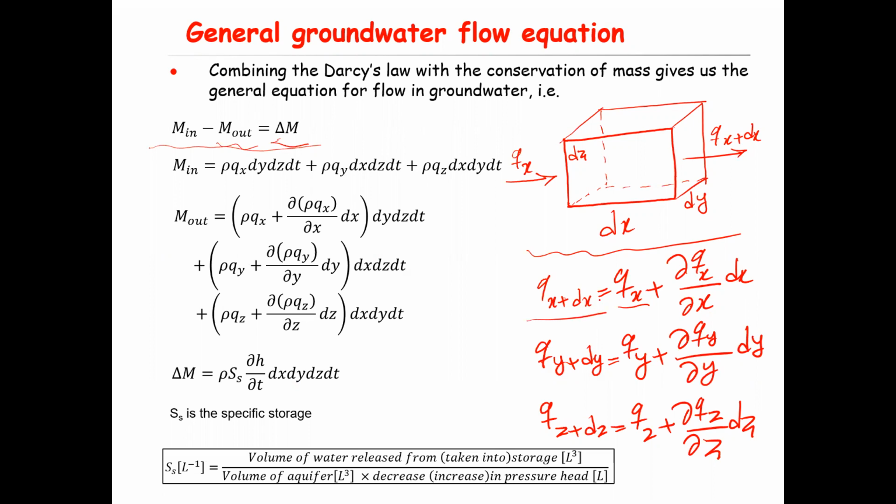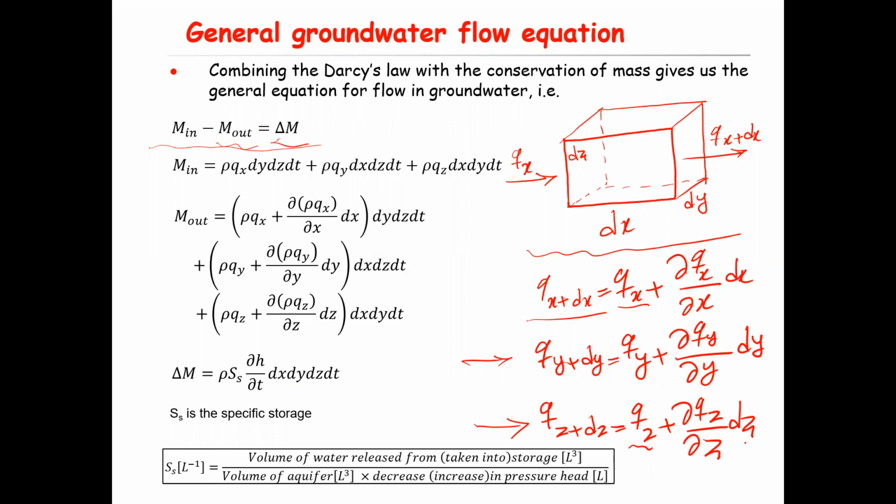I didn't want to make these figures too crowded, but you can show the same velocity component for the y direction and for the z direction. So the velocity qy plus dy will be equal to qy, the velocity in the y direction, plus the derivative of the velocity in the y direction with respect to y times dy. And the velocity qz plus dz in the z direction will be equal to qz plus the derivative of qz with respect to z times dz.